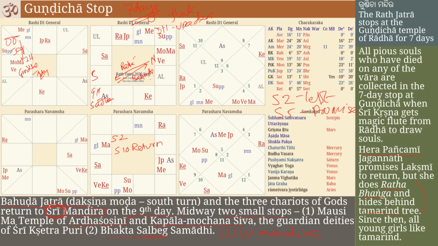And then she goes and hides behind a tamarind tree. This is very, very important. So tamarind tree has got a special power. It is the favorite of Lakshmi. Keep that in mind. It is Lakshmi tree. All the girls who are not married, if they go and do the Lakshmi mantra near the tamarind tree, they will get married. Their Shukra will become supremely powerful, and they will be able to attract a good husband, and they will get married. Since then, all young girls, they like tamarind very much.